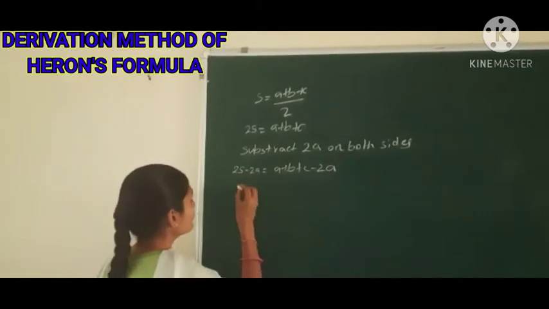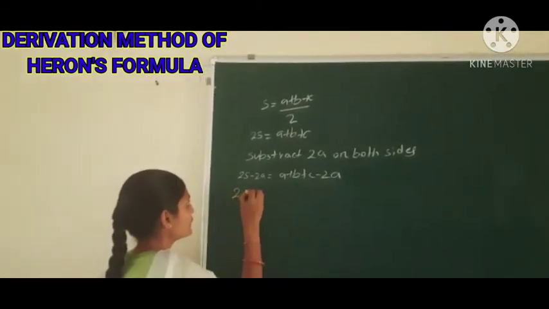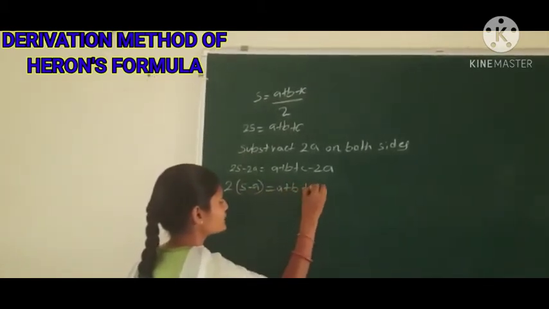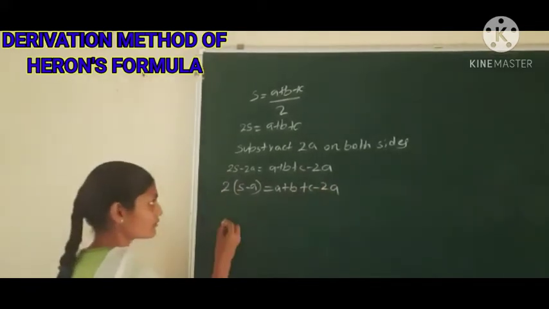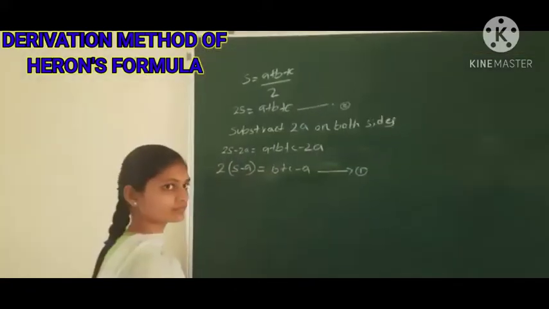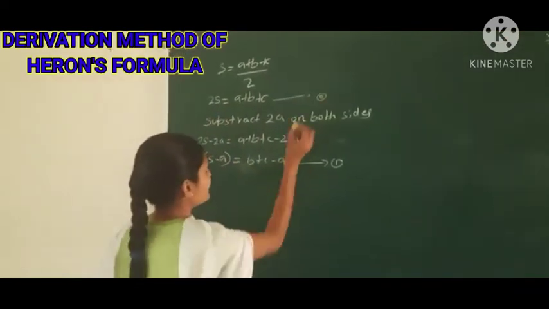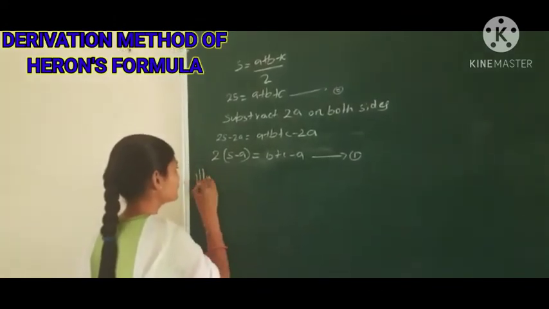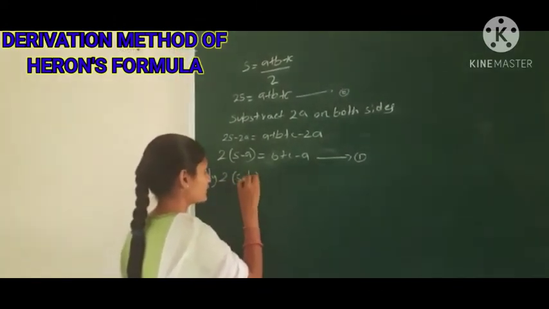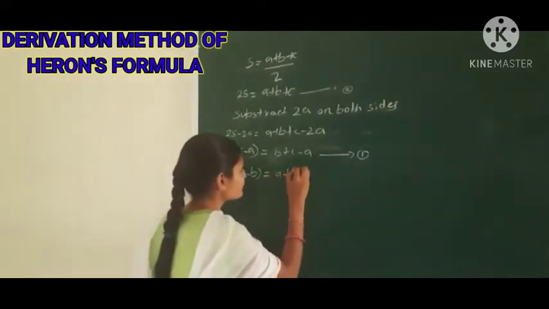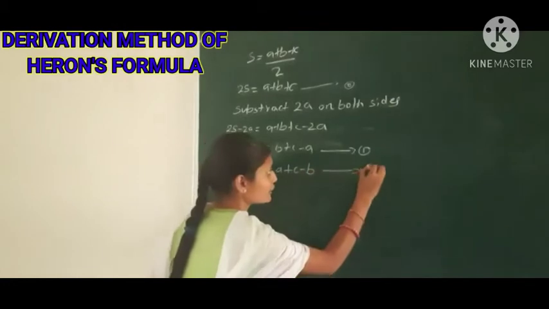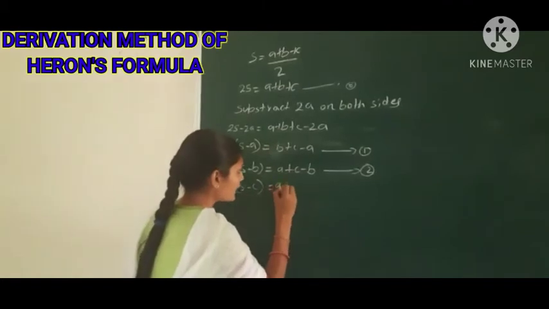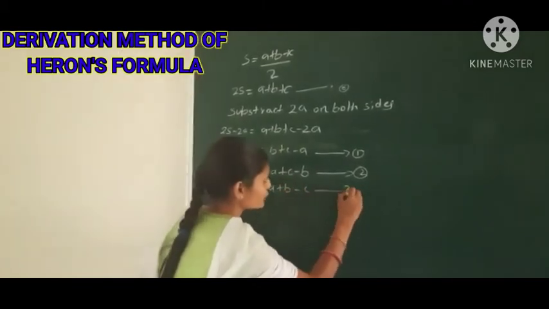Here we take common 2: 2 of (S minus a) is equal to b plus c minus a. I take it as equation 1, and similarly we take 2 of (S minus b), we get a plus c minus b, it is equation 2, and here we take 2 of (S minus c) equal to a plus b minus c, it is equation 3.